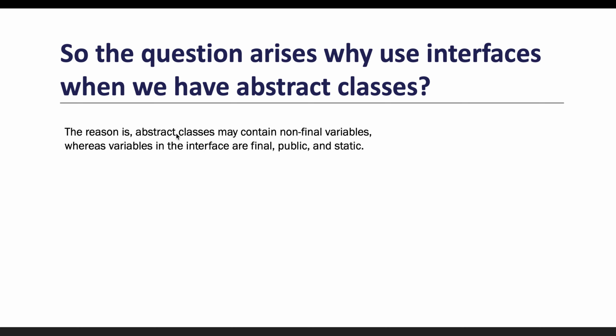So one reason is that abstract classes can also contain non-final variables, but in the case of an interface, the variables can only be constants, and those constant variables are by default public, static and final. We cannot define a non-final, non-public or non-static variable inside an interface till Java 7.